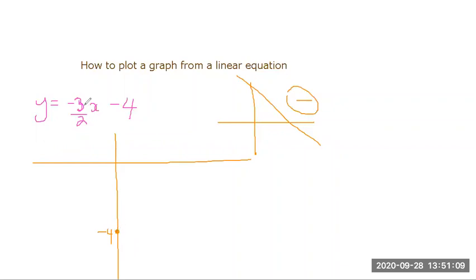So now my slope tells me that I went down 3 and over 2. So I'm going to go down 3. Let's put a -5 right here, -6, and -7. This is very crumpled up. So let's do this.